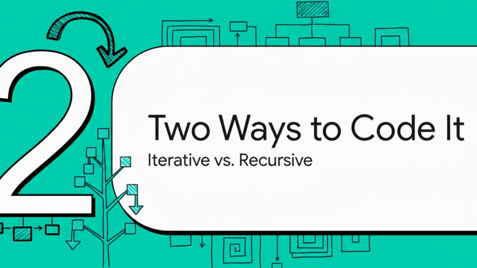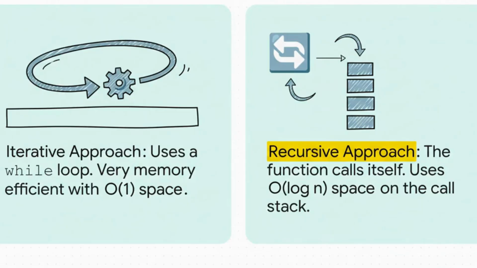Okay, that's the concept. But how do we actually write the code for this? Well, there are 2 main ways to do it in a language like Java, the iterative way and the recursive way. The iterative approach is probably what you'd think of first. It just uses a while loop to keep track of the low and high pointers, shrinking the window until it finds the answer. It's super efficient with memory. We call that O(1) space.